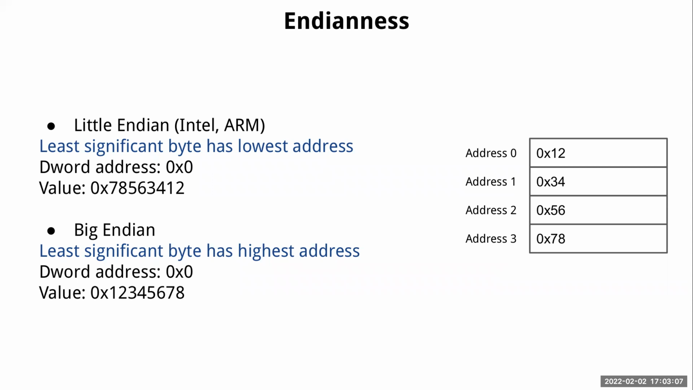So if these 4 bytes are one value, then the value will be 7, 8, 5, 6, 3, 4, 1, 2. So this is a big endian. If it's a big endian system, the order is reversed. The least significant byte has the highest address, and the most significant byte has the lowest. Right? So this is the system we're not using in this class.